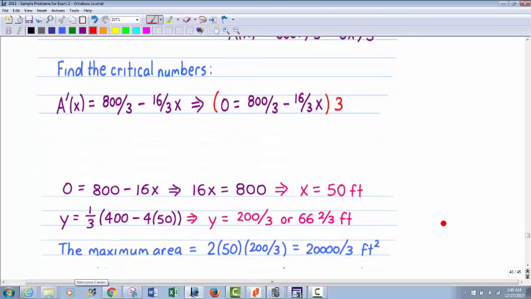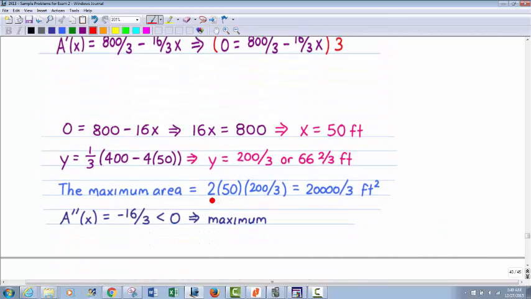They're still multiplying the same numbers together. It would still be 2 times 50 times 200 over 3, even if the x and y are reversed. It'd still be that exact same product. So that ends us up with a decimal answer, obviously. 20,000 over 3, which is 6,666 and 2/3 square feet.